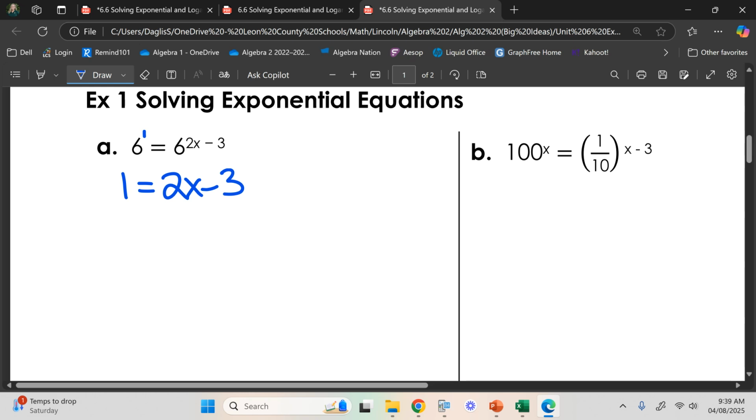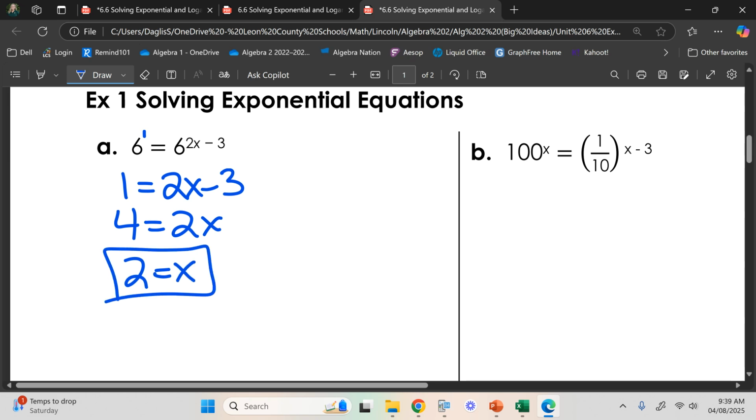So I don't have to bring in a log to get rid of my base if my base is already matched. All right, from here, what should we do? Add my 3, and then divide by 2. We get 2 equals x. And you can always plug it back in to make sure you did it right. 2 times 2 is 4, minus 3 is 1, 1 equals 1. Okay, it works out.